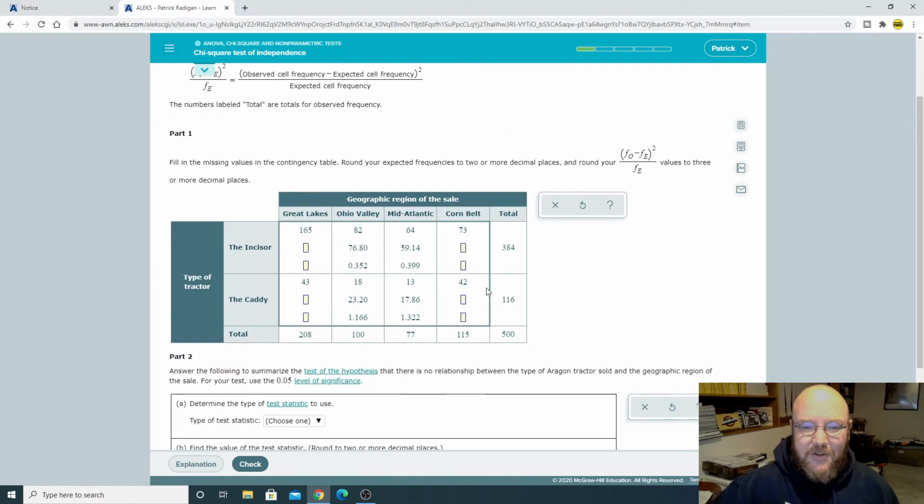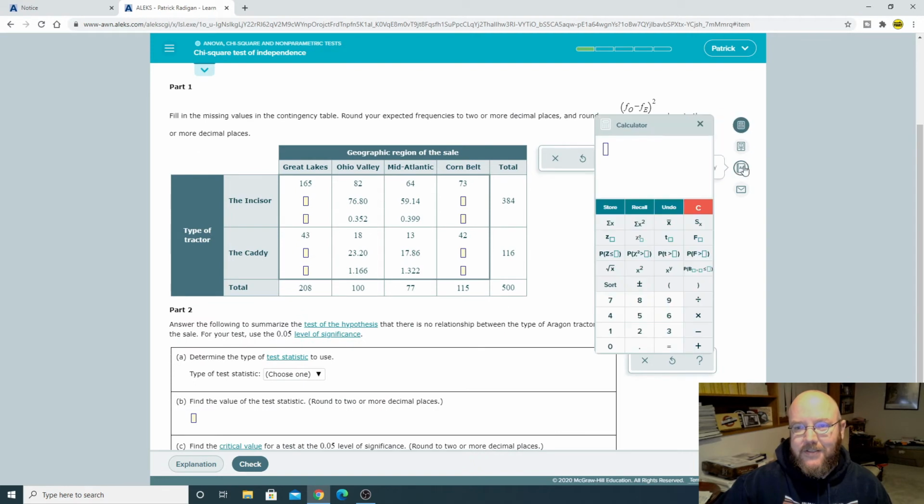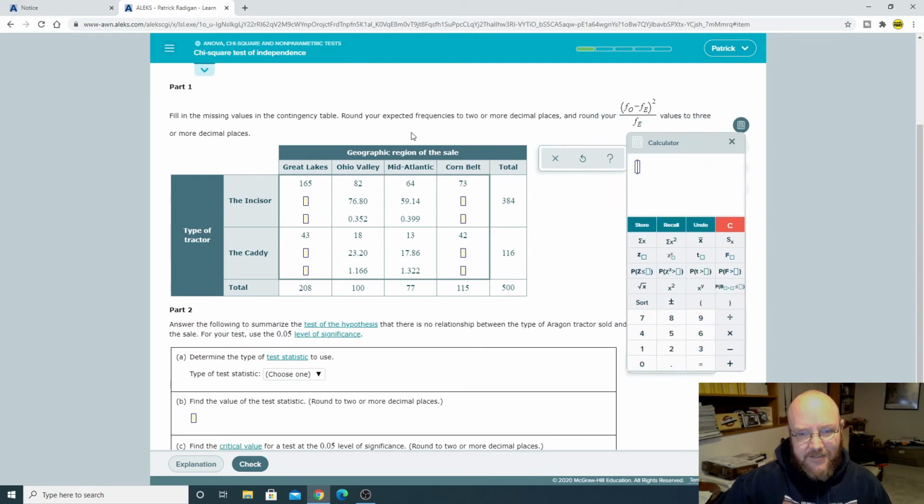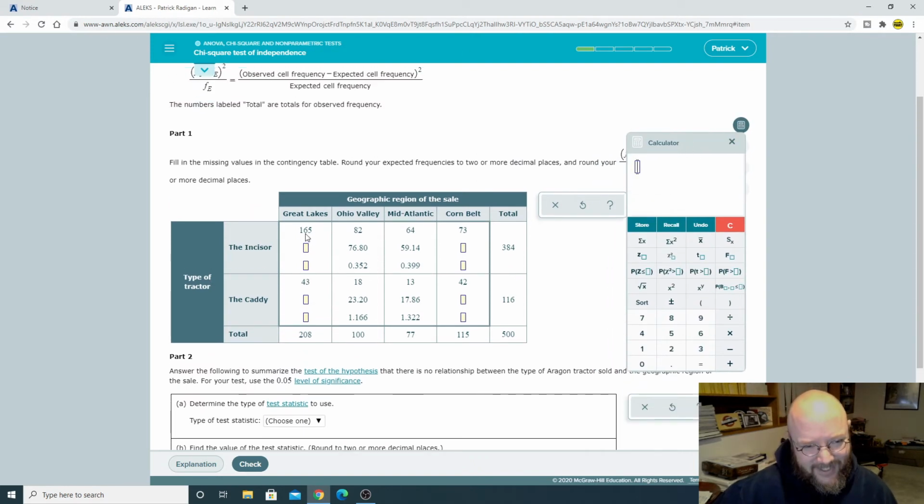All right, here's one with multiples. So this one's got 1, 2, 3, 4, 5, 6, 7, 8 boxes. And so it'll take a little longer to do this one, but you should get the idea. You don't even need to read problems on these. Okay. So to get our expected frequency for this one here, remember it's this times this divided by that. And so 384 times 208 divided by 500. Oh, it helps if you punch it in the calculator rather than the problem.